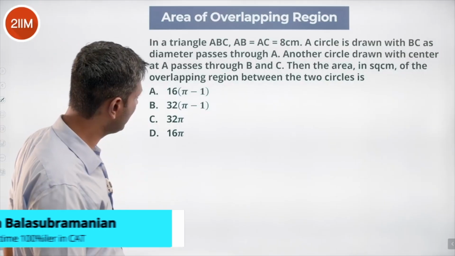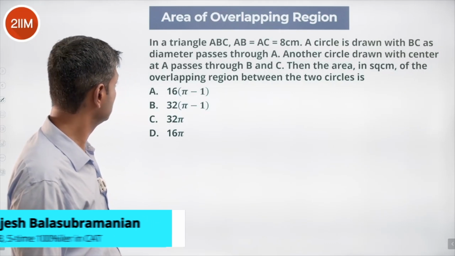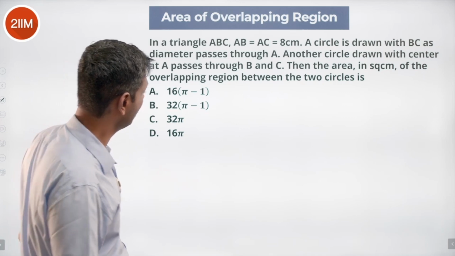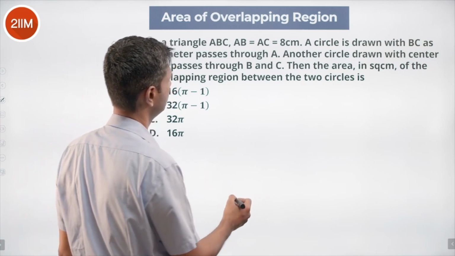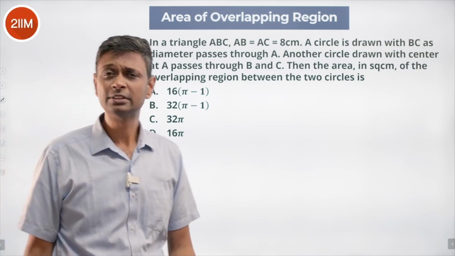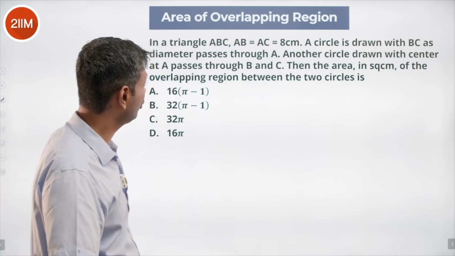In a triangle ABC, AB is equal to AC equal to 8 centimeters. A circle is drawn with BC as diameter that passes through A. That means it's a right angle triangle. It's an isosceles right angle triangle.